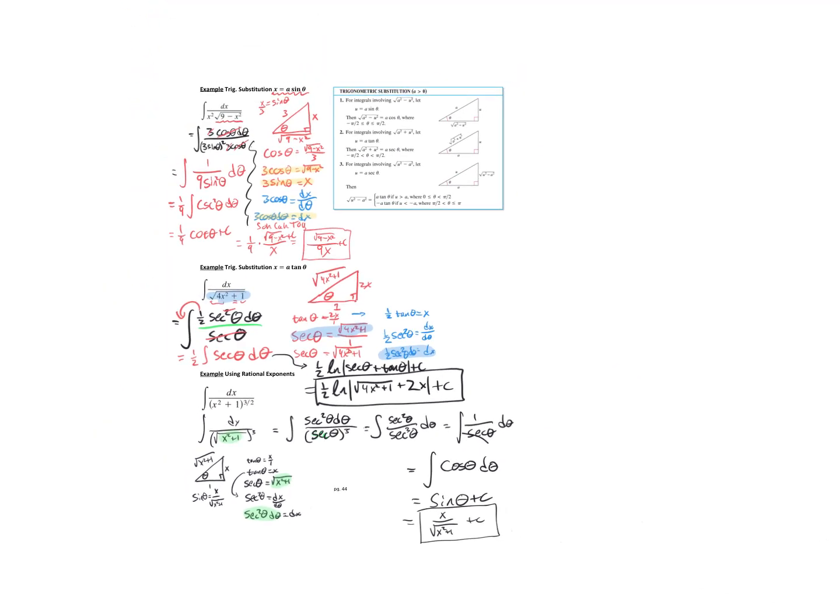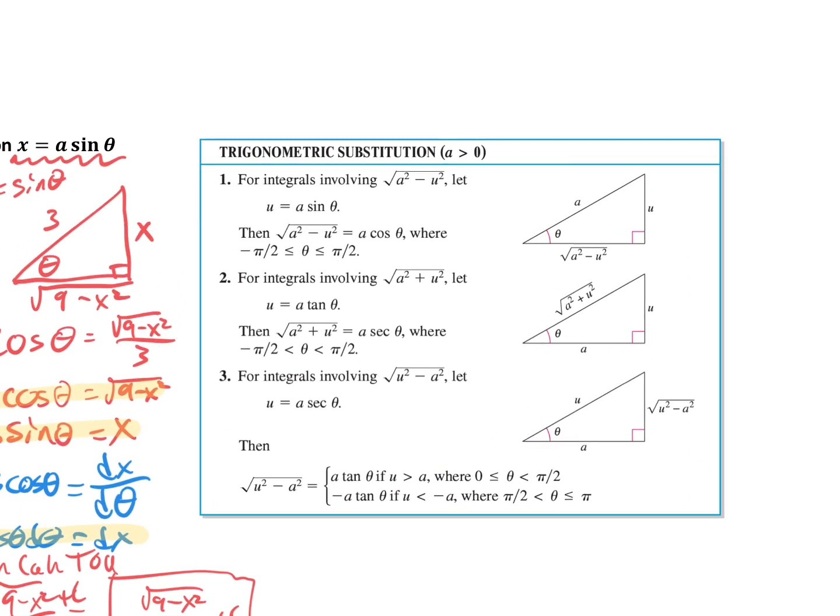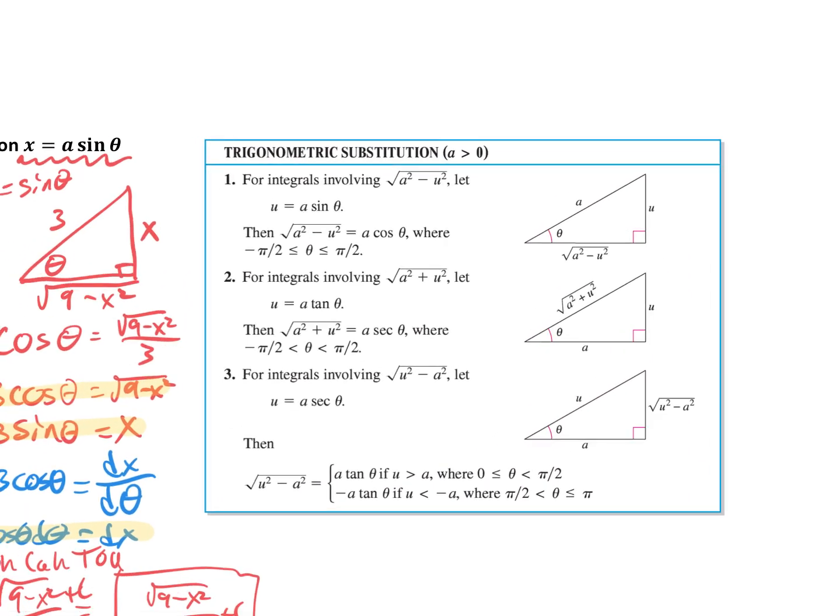All right, well, those are the main things we're looking for. So it can definitely be challenging. These little shortcuts can kind of help. If we have this form, we'll be using a sine. If we have this form with a plus, we'll be using a tangent. And if we have this form with a minus, we'll be using a secant. So those are kind of the keys that we're looking for there.